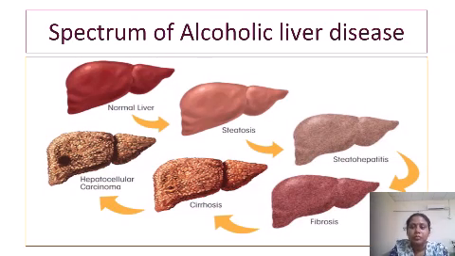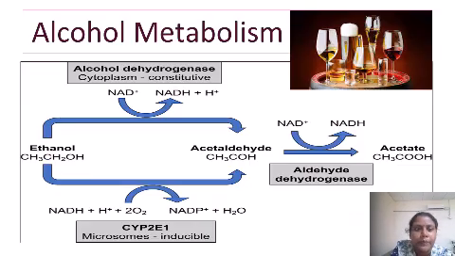So the spectrum of alcohol disease, if we see, is not a single entity. A healthy liver progresses to a fatty liver or steatosis, then a state of inflammation, steatohepatitis, which then progresses to fibrosis, and then cirrhosis and hepatocellular carcinoma. So the alcohol can induce steatosis to steatohepatitis, fibrosis, cirrhosis to hepatocellular carcinoma. So altogether it is called alcoholic liver disease.